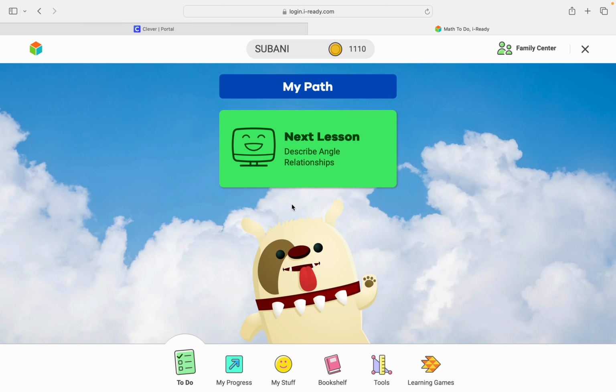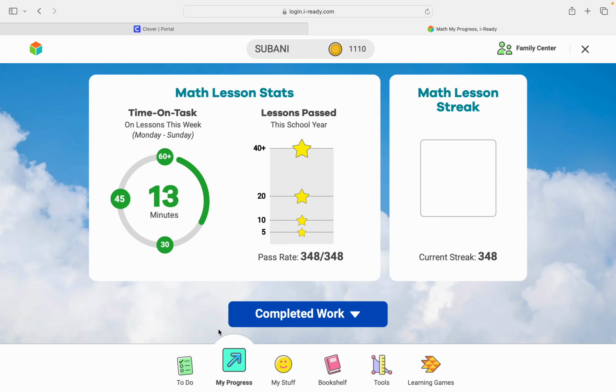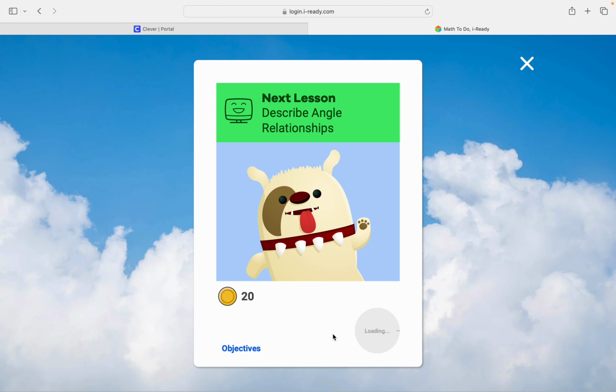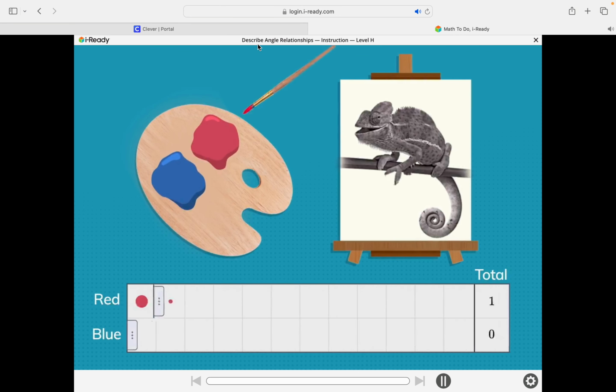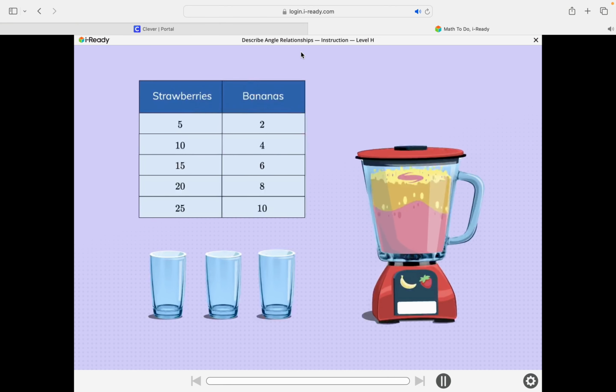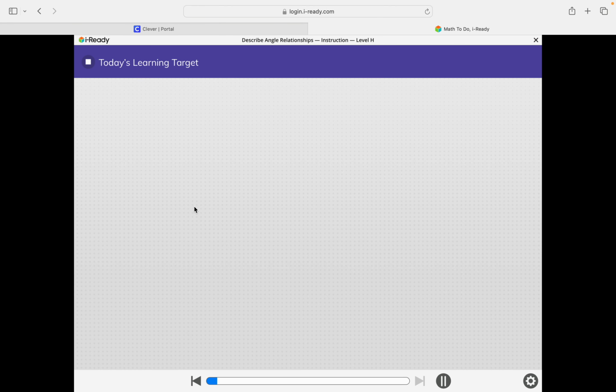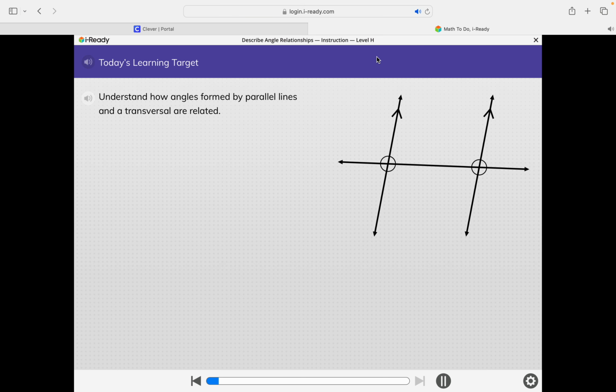It was easy. You just accidentally labeled X. What does label X mean, Subani? My progress. Level 8 means 8th grade. Now tomorrow you are going to study describe angle relationships. It's easy, Subani. Here is today's learning target: understand how the angles formed by parallel lines and a transversal are related. Subani, you are in the eighth grade now.